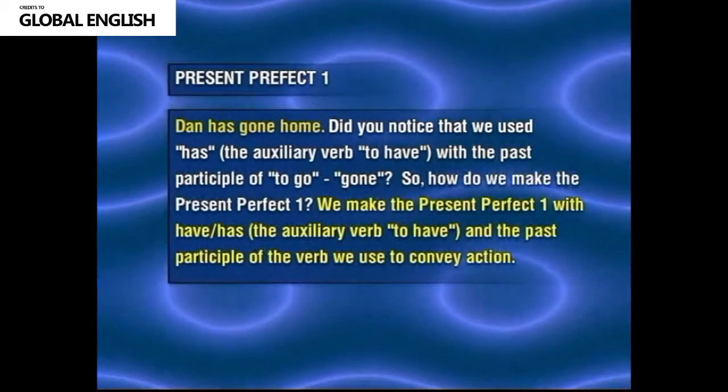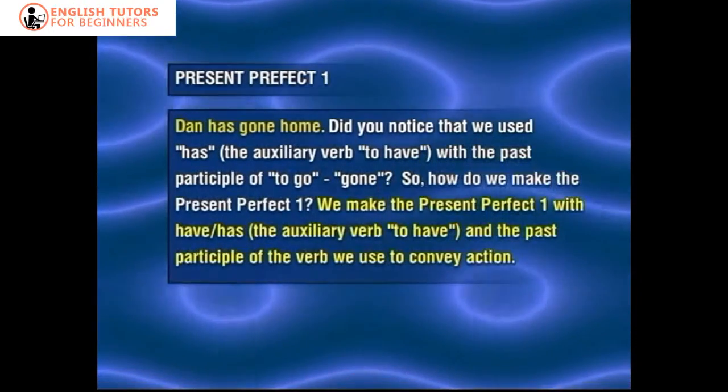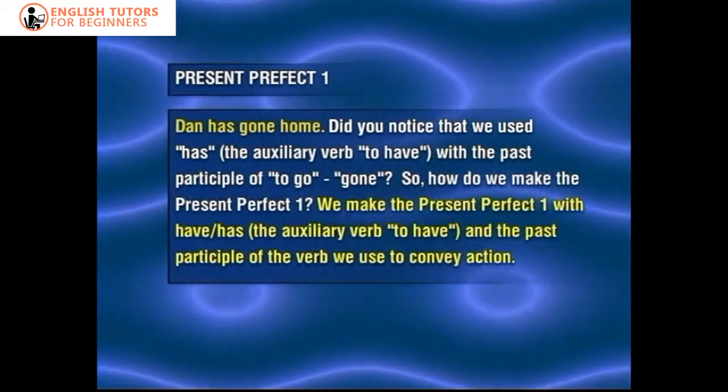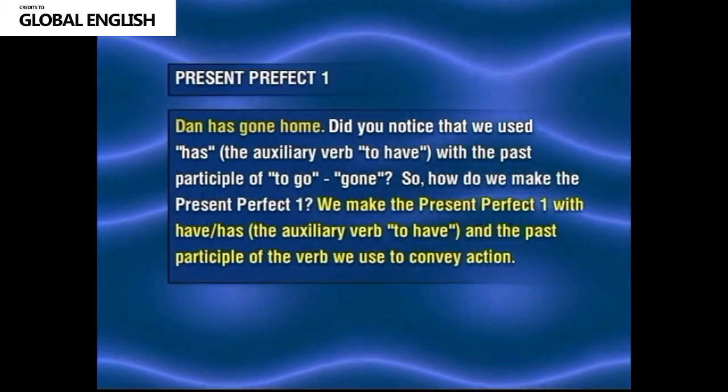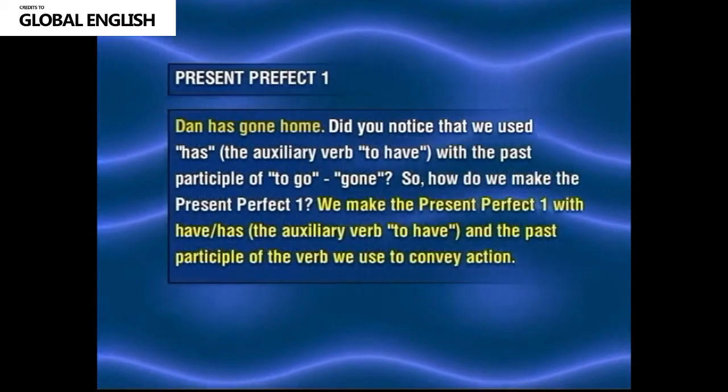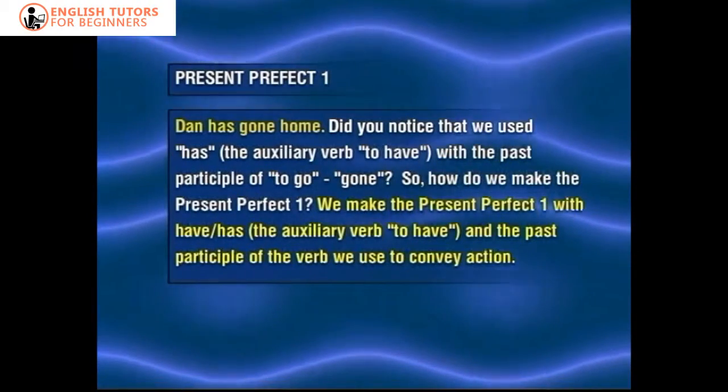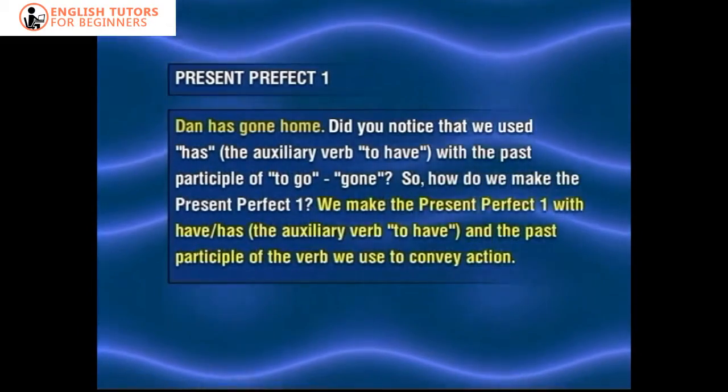Dan has gone home. Did you notice that we used has, the auxiliary verb to have, with the past participle of to go, gone? So how do we make the present perfect 1? We make the present perfect 1 with have, has, the auxiliary verb to have, and the past participle of the verb we use to convey action.